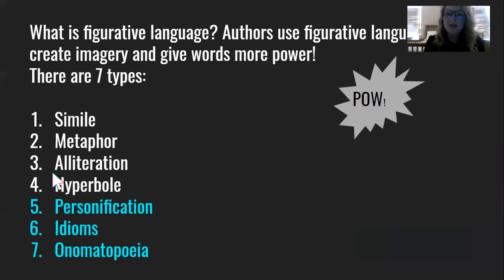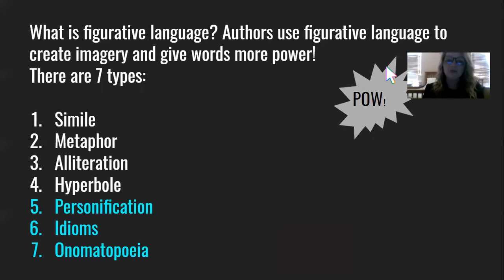So there's a word, pow. Starting out with a bang. So this is another little overview of figurative language. So what is figurative language? Authors use figurative language to create imagery and give words more power. Okay? So you want to really amp those words up.